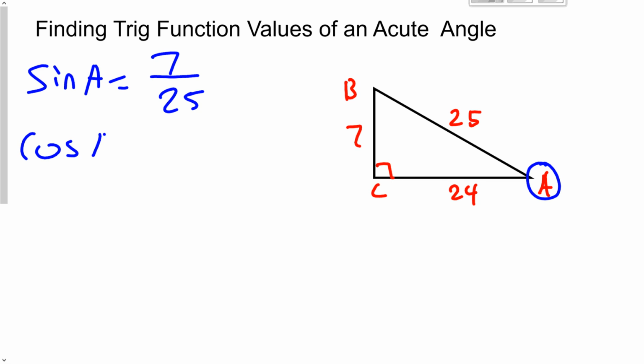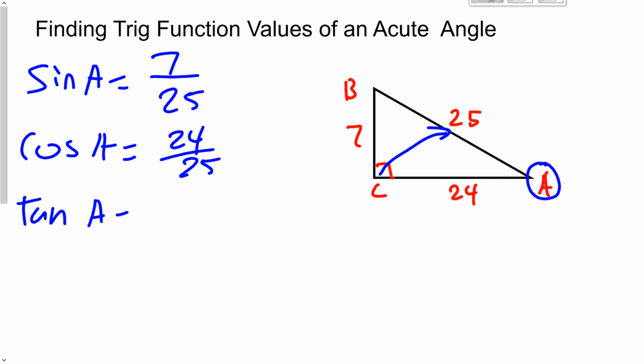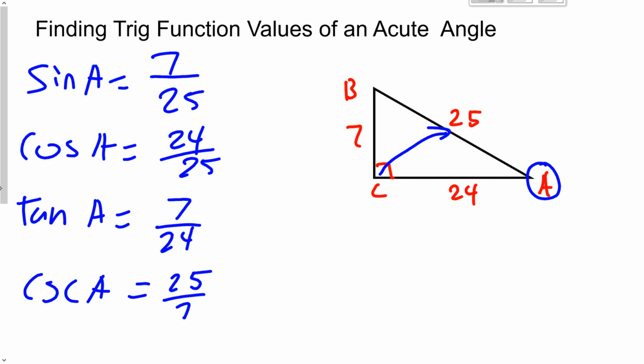Cosine of A is adjacent, which is next to or connected to A. That's not 25, because always identify that hypotenuse first, right? So the adjacent is 24 and the hypotenuse is 25. And then tangent is opposite over adjacent. Okay, now we can do their reciprocals. Cosecant would be 25 over 7.